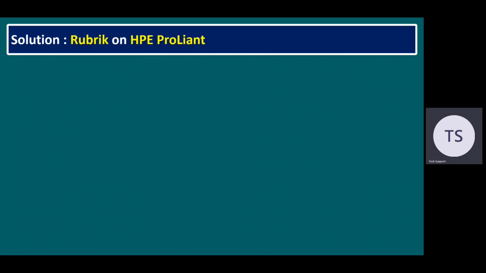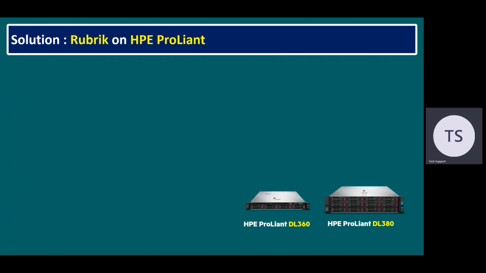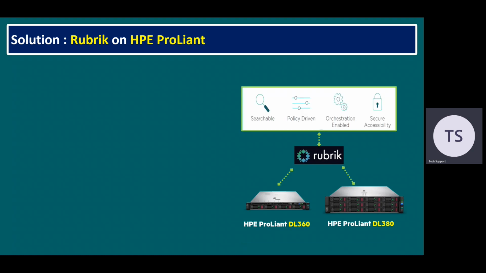So the solution, Rubrik on HPE ProLiant. The main servers are two servers, HPE ProLiant DL360 and DL380. These two are commonly used for the Rubrik software solution. And if you want to install Rubrik, the preferred HPE ProLiant models are these two models. On top of these two models, you can run the Rubrik software, and then we'll look at the key features.